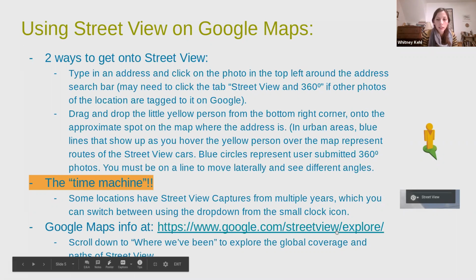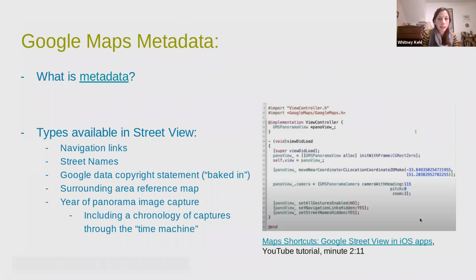So let's see. One more thing to talk about before we actually get onto the maps is the type of metadata that is involved in Google Maps. So some of the metadata is just visible in the interface when you're using it, such as navigation links. So when you're on a Google Street View, it shows you little white arrow-like carets if there's a pathway for the capture that you can travel on.